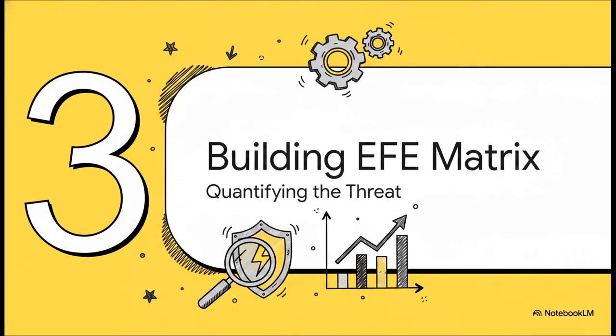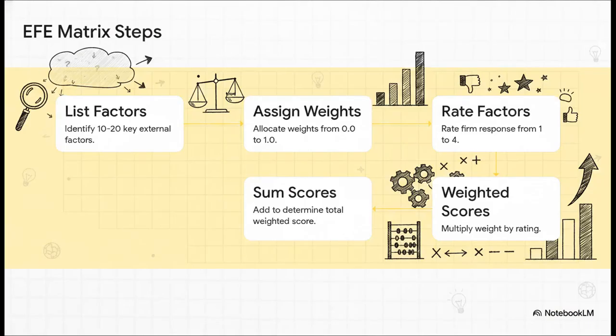Let's move to Section 3 and see how this all builds into the EFE matrix, which is all about quantifying the threat. Now we're getting into the math. The External Factor Evaluation, or EFE matrix, brings objective calculation to your strategy. First, you list 10 to 20 key external factors straight from your PESTEL analysis. Step 2, you assign an industry weight to each factor. This goes from 0.0 for completely unimportant to 1.0 for absolutely vital.